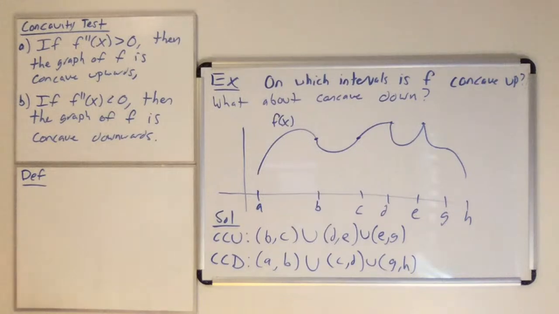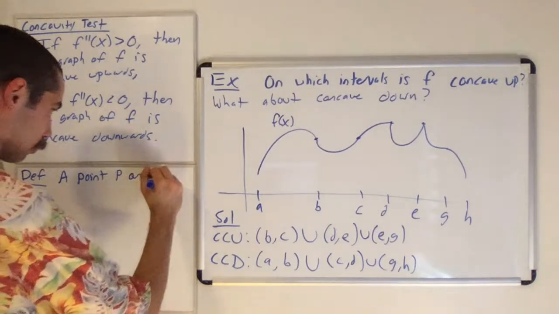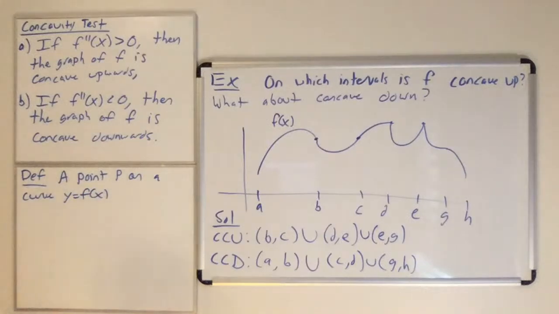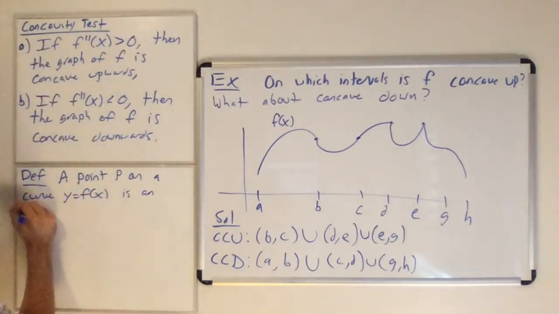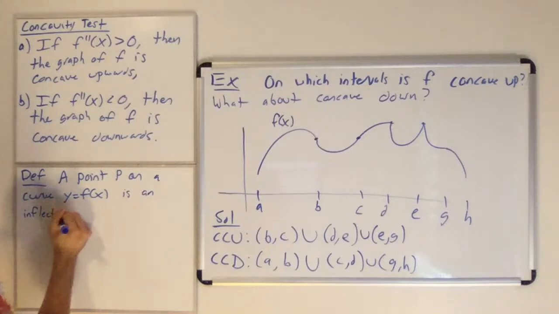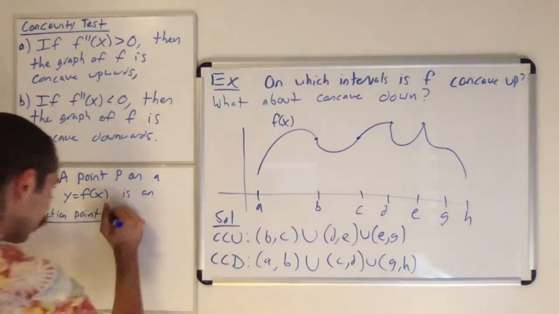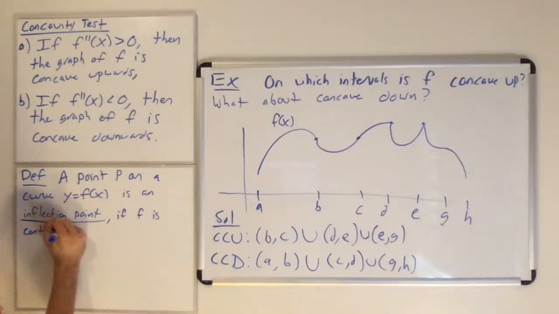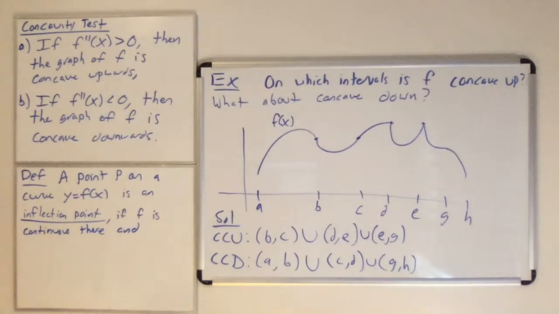So the definition is: a point P on a curve y equals f of x is called an inflection point if f is continuous there, and the graph of f changes concavity at this point.